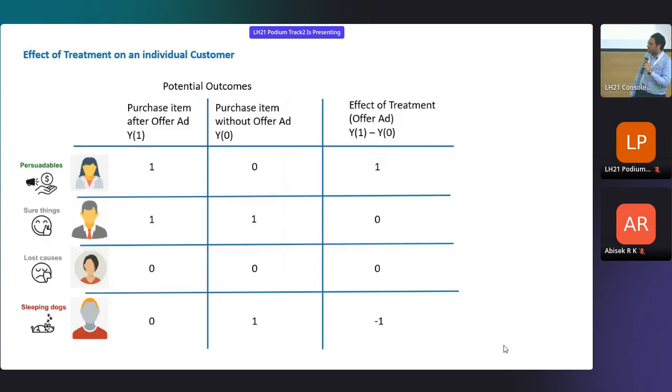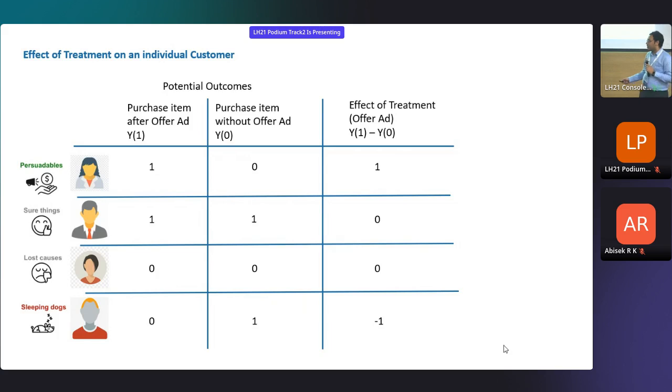So let's take a look at the effect of the treatment on the individual customers, right? So the first case, where the customer is given the treatment and they purchase the item after that, and without the offer they are not purchasing. So these type of customers are called persuadable. So we have effectively persuaded the customer to purchase the item with the offer.